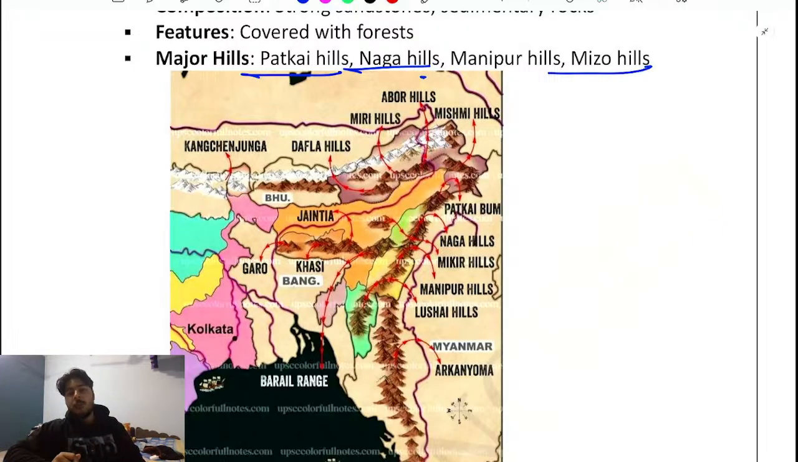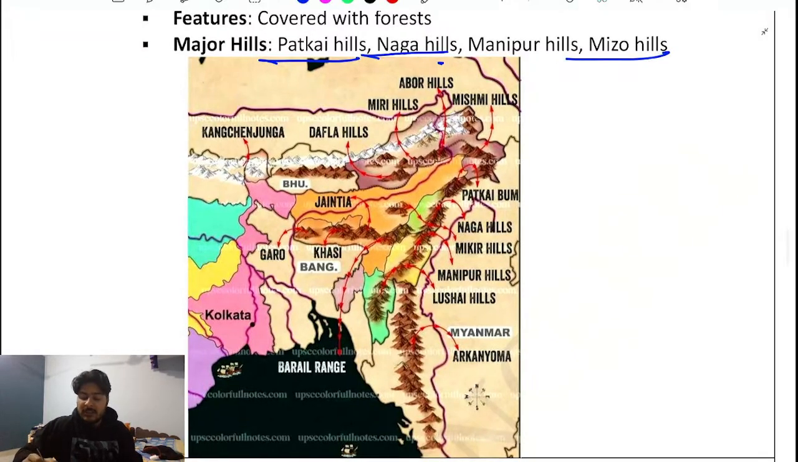The common state which shares a boundary with all seven sister states is Assam. If you want to travel to any state, for example Meghalaya, Manipur, or Mizoram, anyhow you have to cross Assam only. So overall we have the Garo, Khasi, Jayantiya.